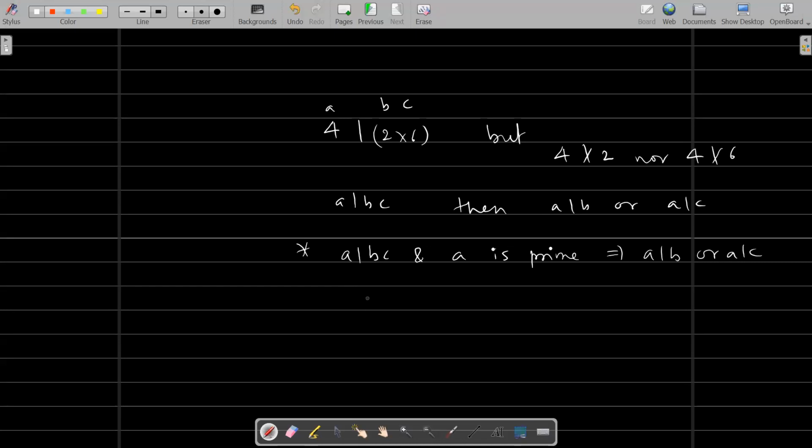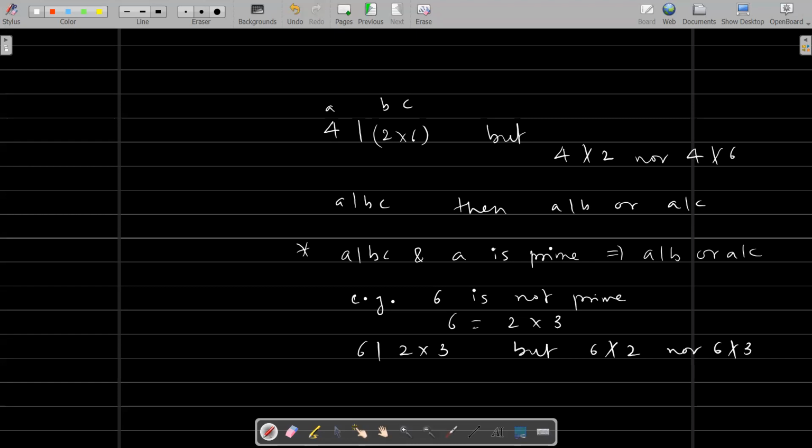And if at all something is not prime, so for example, 6 is not prime. 6 is 2 into 3. And I can surely say 6 divides 2 into 3. Every number divides itself, right? But 6 does not divide 2, nor does 6 divide 3, because in fact the factors are smaller than the number, right? So everyone is clear with this one?